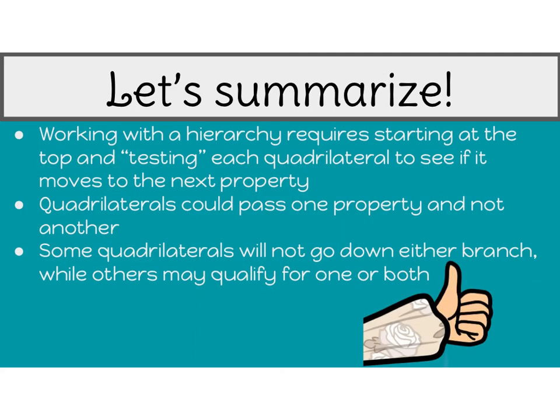So let's summarize our lesson today. Working with a hierarchy requires starting at the top and testing each quadrilateral to see if it moves to the next property. Quadrilaterals could pass one property and not another. Some quadrilaterals will not go down either branch, while others may qualify for one or both.